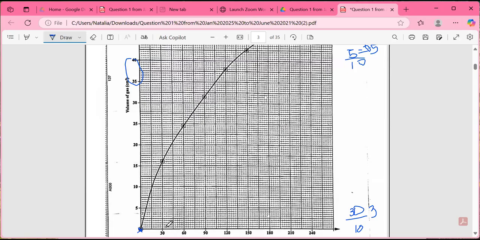Then I have 30. 30 is 10. So I'm going to put my cross right here. Yes, half box. 60 is 18.5. So we're going up by 0.5. So 2 boxes would be 16. 2 boxes from 16, 17. 2 boxes from 17, 18. So 18.5 would be right here.